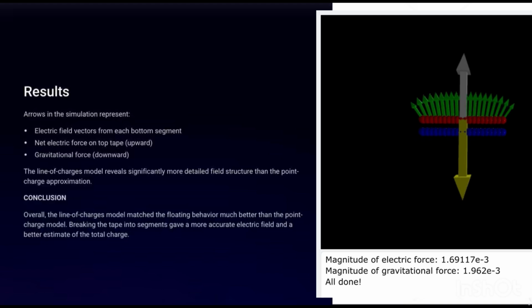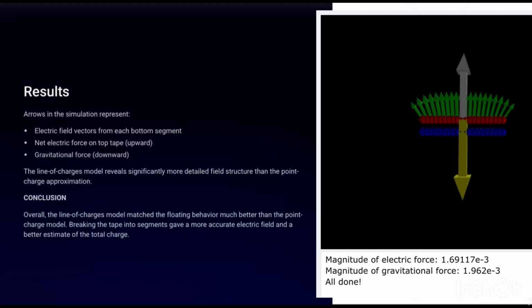Here you can see the results. In the model, you can see arrows coming out all along the bottom tape, showing the electric field at every point on the top tape. And that's way more detailed than the point charge model we used in Lab 1, where it's just one field from a single charge. The simulation also shows the net forces, gravity acting down on the center of mass of the top tape, and the electric force from the bottom tape acting up as we predicted. And so the magnitudes are almost the same, which is why the top tape floats.